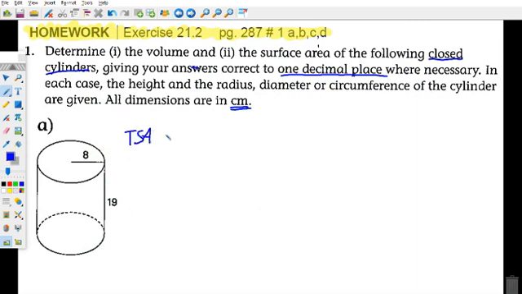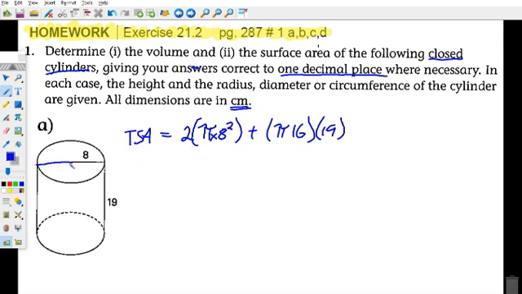So TSA. Let's do the same, rinse and repeat. 2 times pi times 8 squared, okay, plus my perimeter, pi times 16 times my height of 19. We've got 16 because it's pi times my diameter. So the full length there is going to be 16.